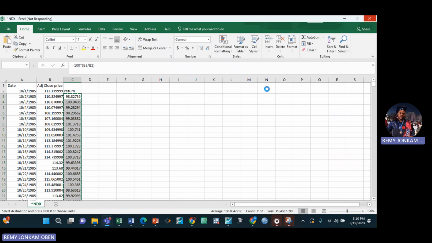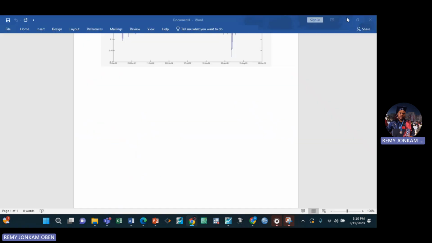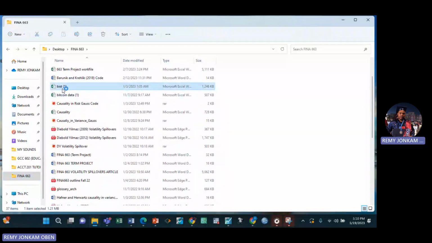Why is my laptop not responding? Okay. Let me look for a different data we can use. FINA 663, there's one data we used with Migauja. I think we can use it. My laptop is freezing. Oh my God.